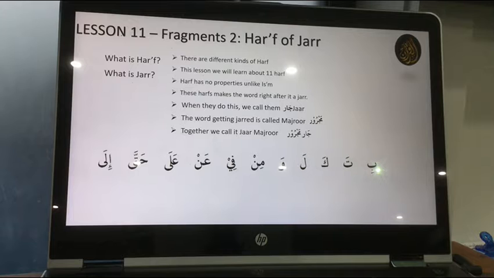What is the word for in? Fi. Good. Fi baiti. So fi and baiti like this. Fi means in, and baiti is my house. This ya is my, right? Baiti is my house. That's mudaf ilayhi. Everybody understand? So this part is our fragment harf of jar, this part is mudaf ilayhi. Is it clear? Lara and Maria, all good? Okay.